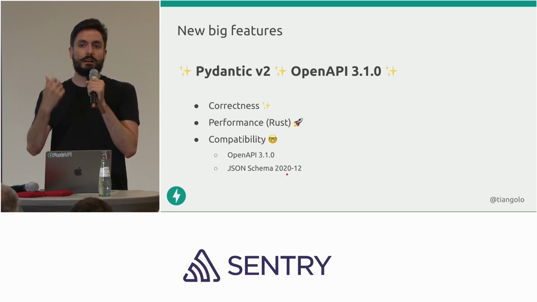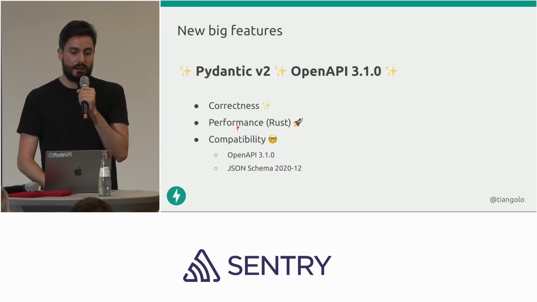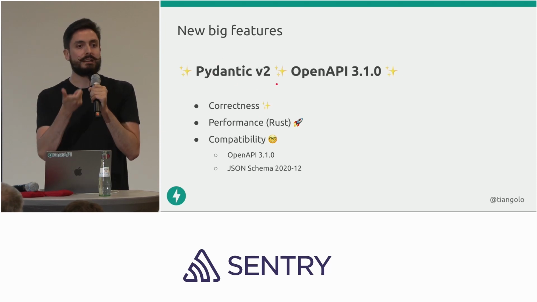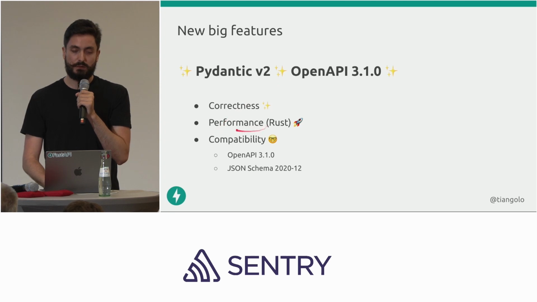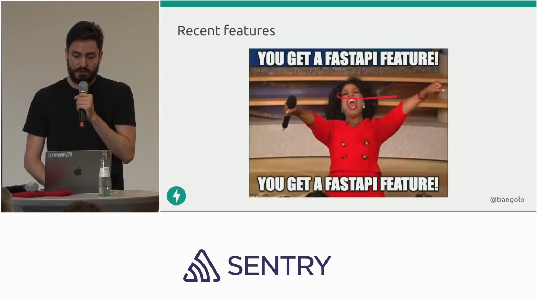That is the more compatible of the things that you could do. You can have better automatically generated clients and SDKs and things like that. We also have more correctness with types just because of Pydantic v2, because things are just more exact, and also a lot more performance just because the internals are written in Rust. So we get a bunch of FastAPI features.